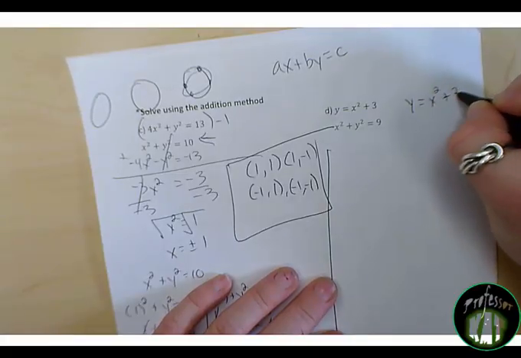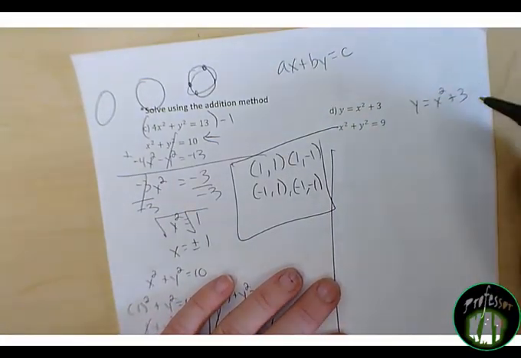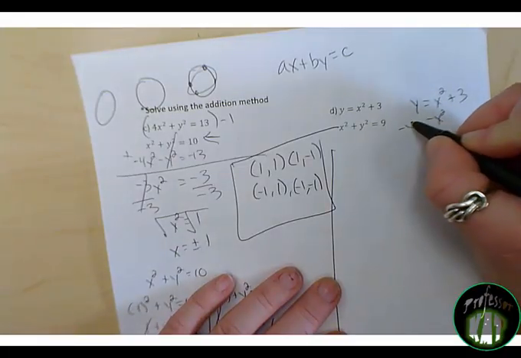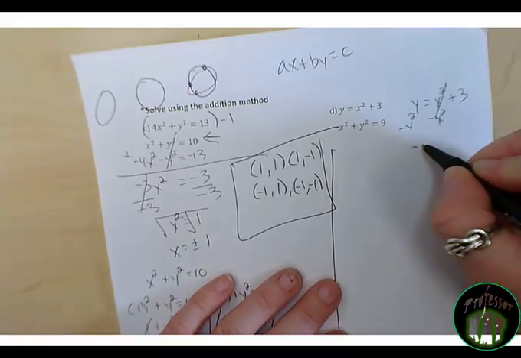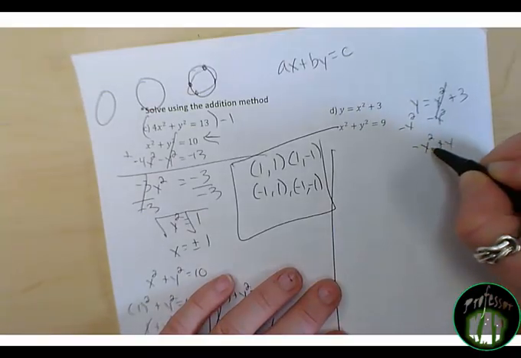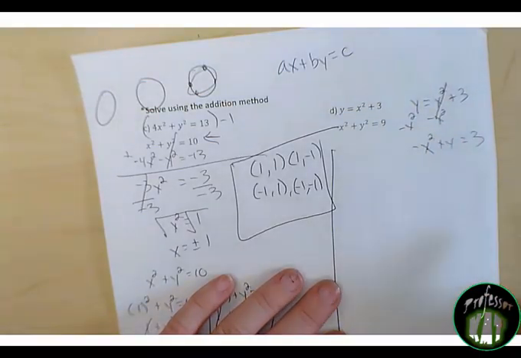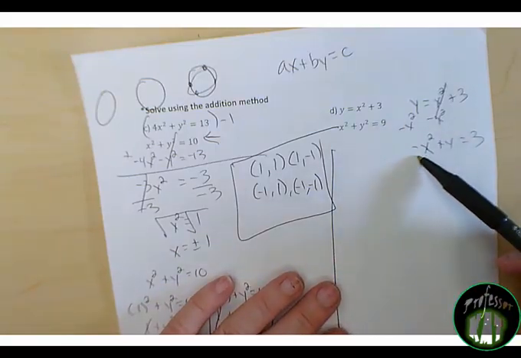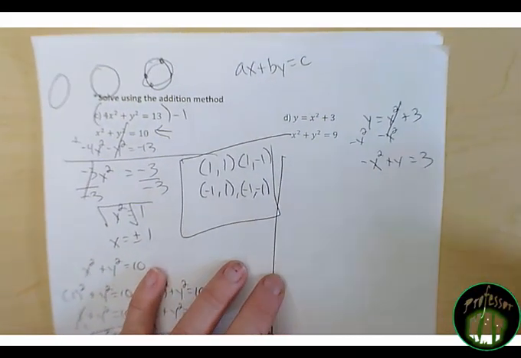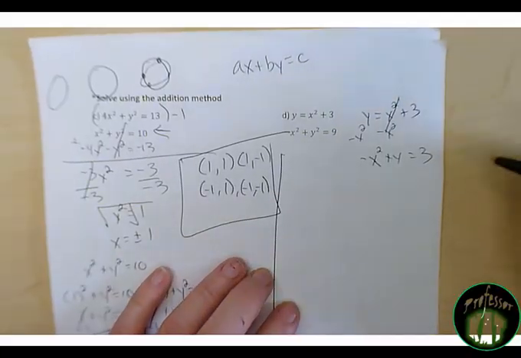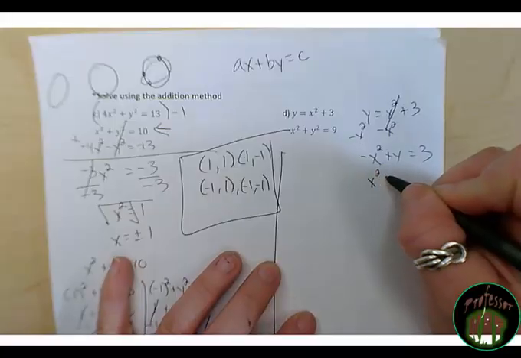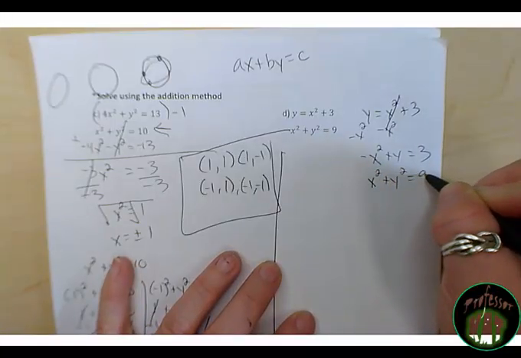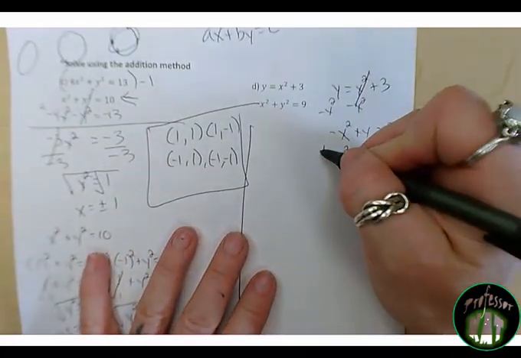So what we need to do is rearrange this. I'm going to subtract x squared to the left-hand side so that I have negative x squared plus y is equal to 3. And now I have an x plus a y is equal to a number. So rearrange it in the proper form. Take the bottom equation and just drop it down. That one was already in the proper form. No need to mess with it.